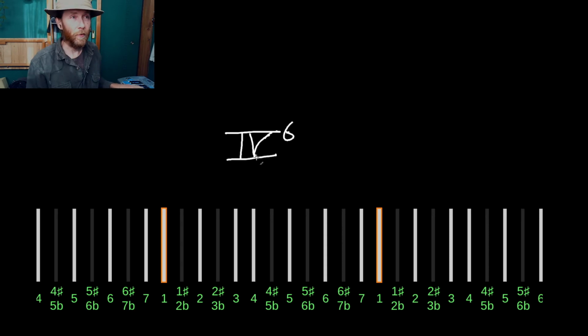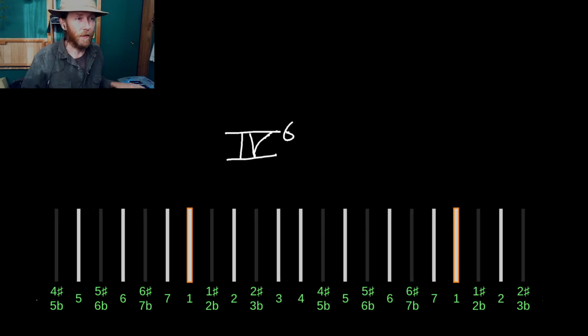So let's look at the 4 chord on the screen here. The 4 chord uses these notes. We did this before where we started with the 4 note and we skipped every other note. So we're using the 4, the 6, and the 1. Those are the 3 notes that are in the 4 chord. Now, this number 6 tells you to add a note to the chord that is the interval of a 6th from the root of the chord.